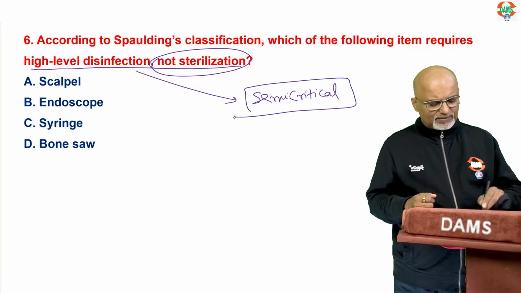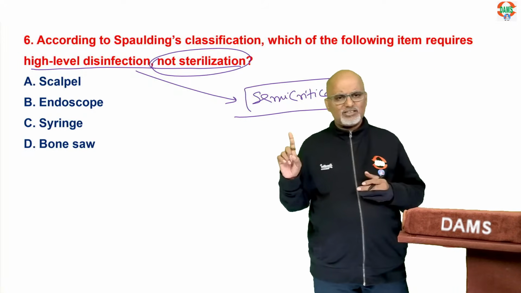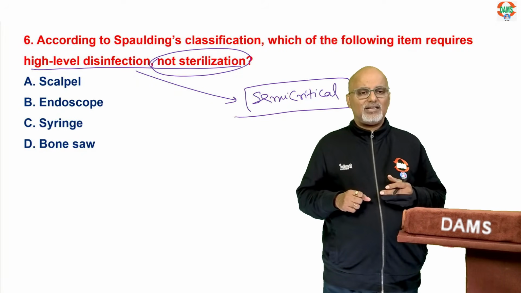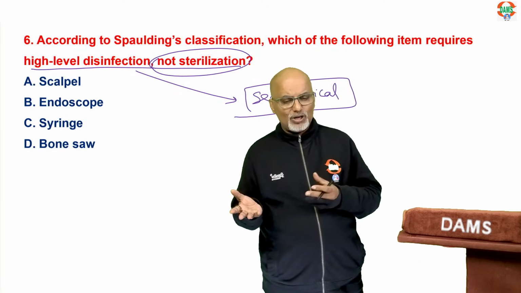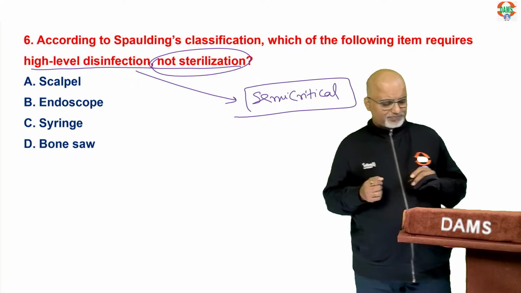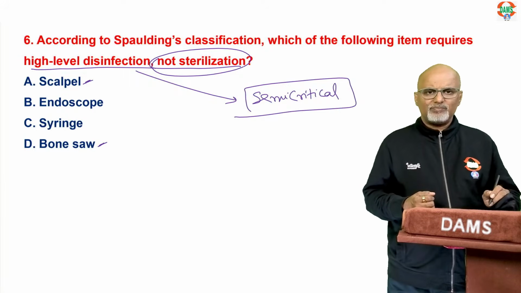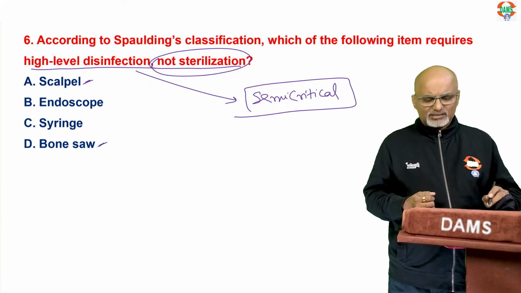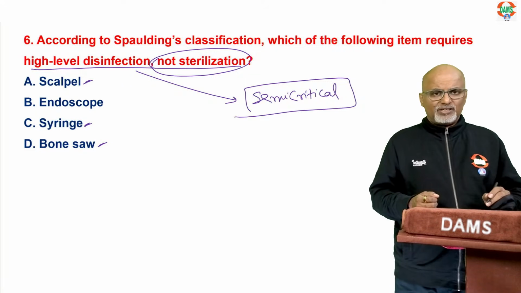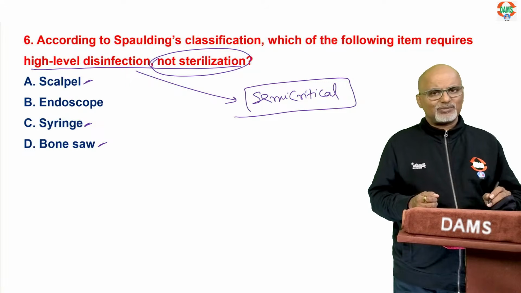In Spalding classification, immediately you need to think of Spalding classification. Critical needs sterilization. Semi-critical needs high-level disinfection. And non-critical needs low-level or intermediate-level disinfection. Here, the scalpel, bone saw, okay, even syringe, these need sterilization. We do either autoclave or gamma rays or ethylene oxide, something.